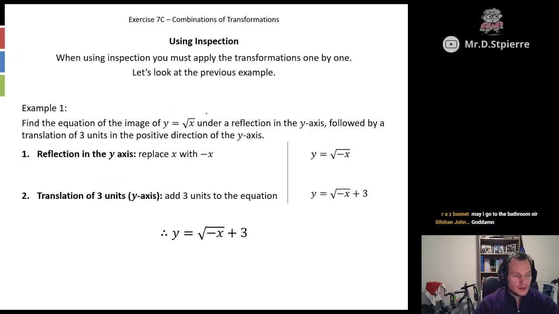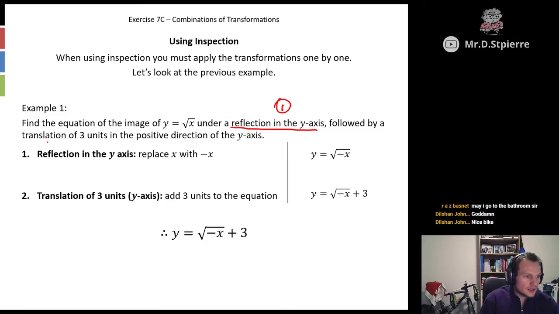Okay, so let's have a look at that same problem using inspection. The thing with inspection is you've just got to remember the inspection rules or the inspection procedures. So we've got them stated here. As we said, our first step, reflection in the y-axis, is 1, and then our second step here is 2. So to do step 1, reflection in the y-axis, replace x with negative x. That's just the rule for inspection.